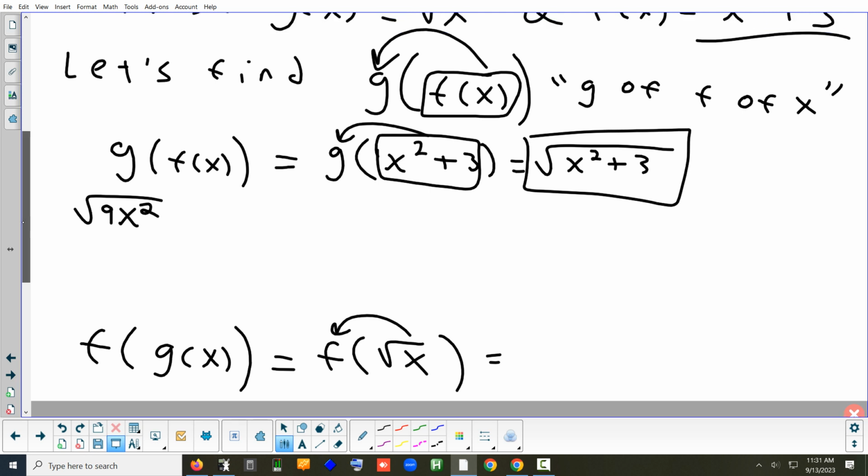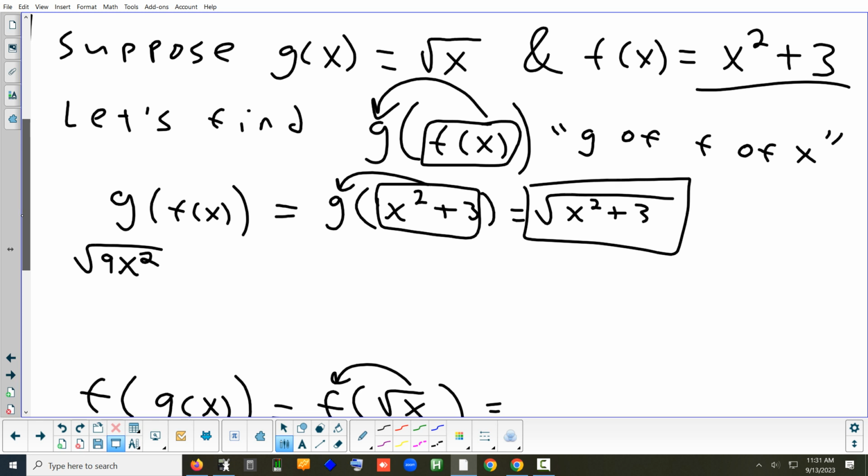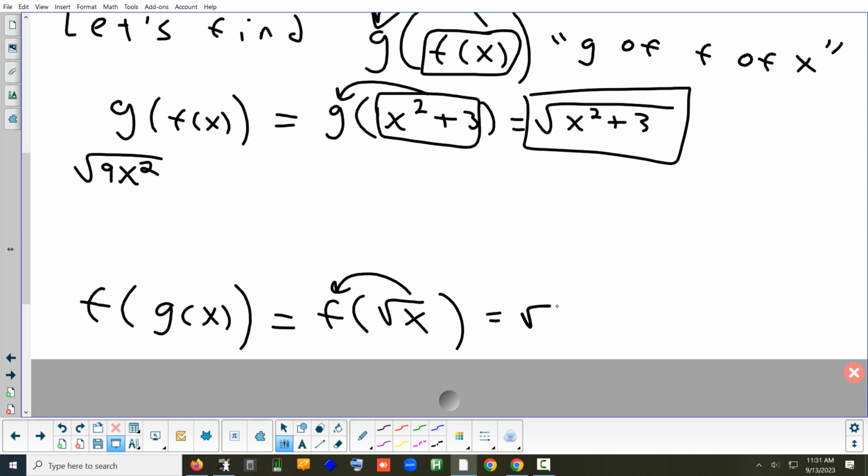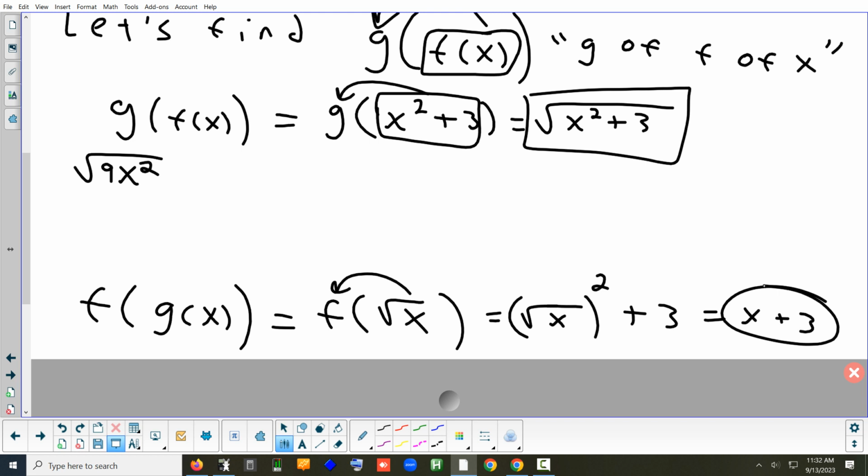Yep. It would be the square root of x squared plus 3. Now that does simplify. What's the square root of x squared? Yep. Just x. So you get x plus 3.